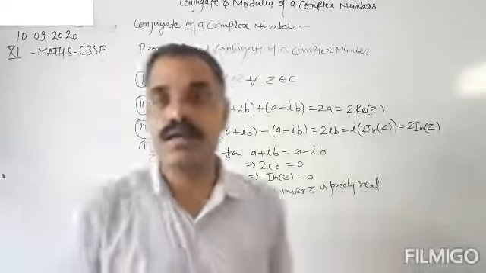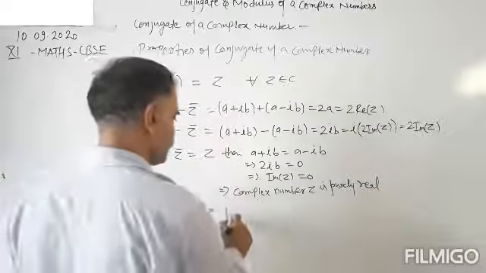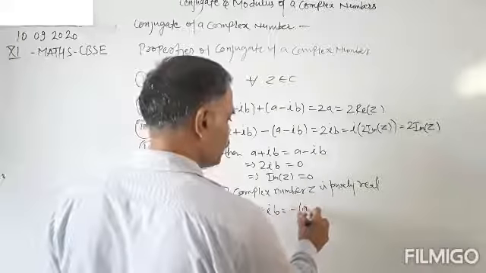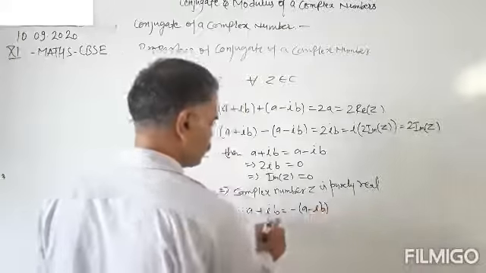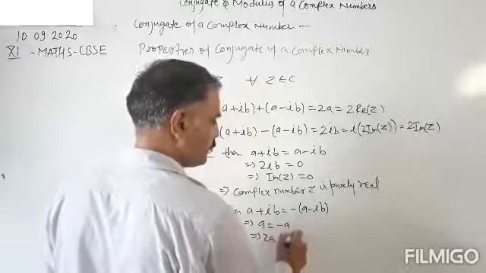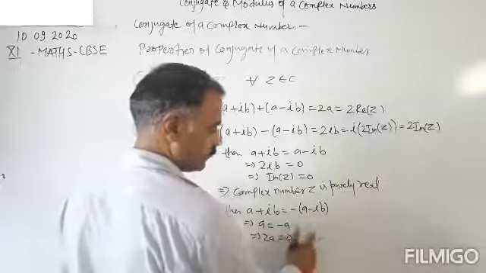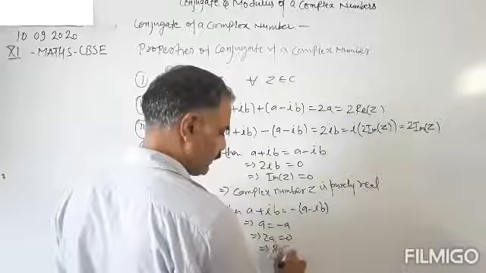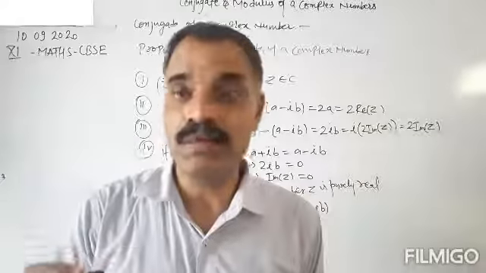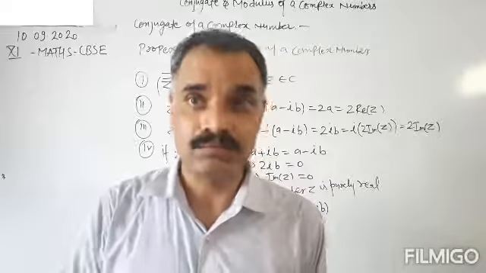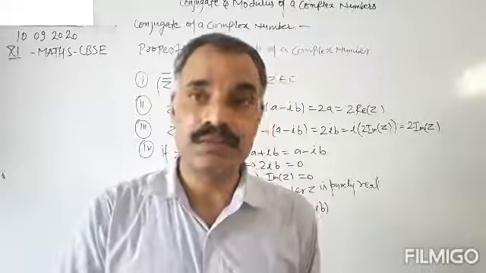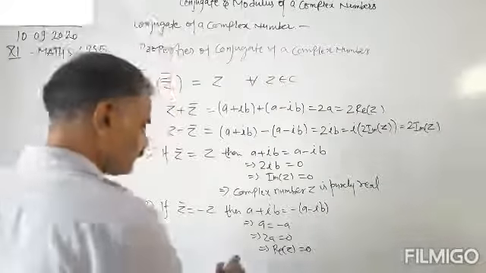If z bar is equal to minus z, then a plus iota b is equal to minus a minus iota b, so a is equal to minus a, meaning 2a equals 0. Means the real part is equal to 0, which implies that the real part of z is equal to 0. When the real part is equal to 0, it means the complex number has only the imaginary part. That is why the complex number is purely imaginary.